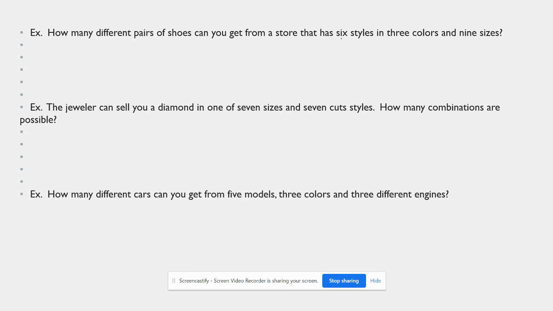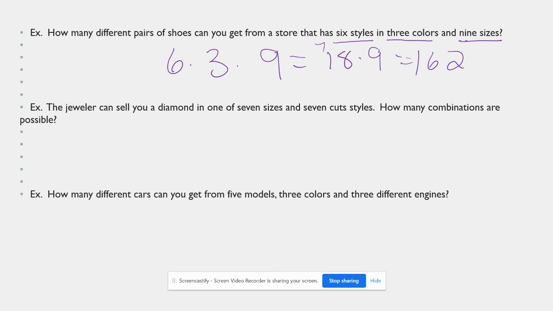Shoes. We have 6 styles in 3 colors and 9 sizes. So 6 times 3 is 18. 18 times 9 is 162. So there'd be 162 possible outcomes.